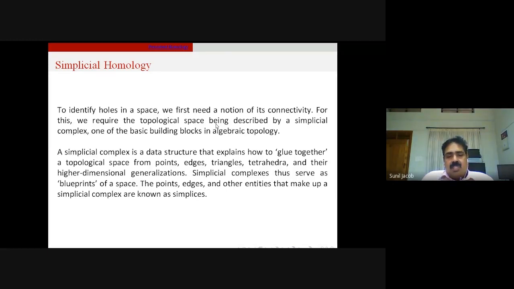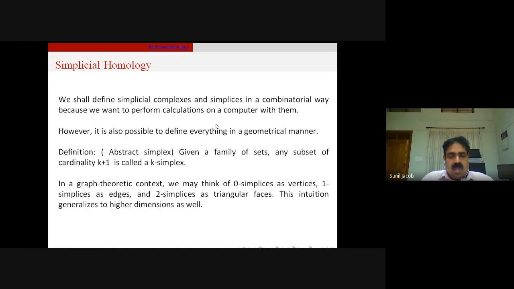We construct these simplicial complexes, and these simplicial complexes are nothing but edges, triangles, tetrahedra, and their higher dimensional generalizations. Simplicial complexes thus serve as the blueprints of a space. The points, edges, and other entities that make up a simplicial complex are known as simplices. So this is the definition of a simplicial complex. Given a family of sets, any subset of cardinality k+1 is called a k-simplex.